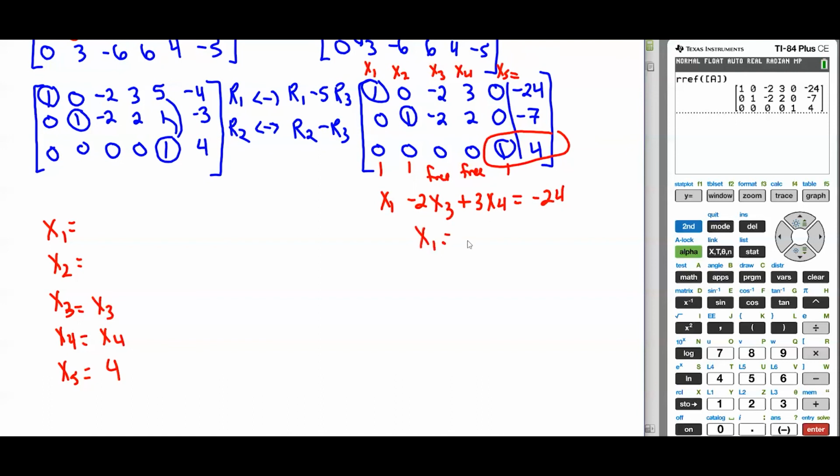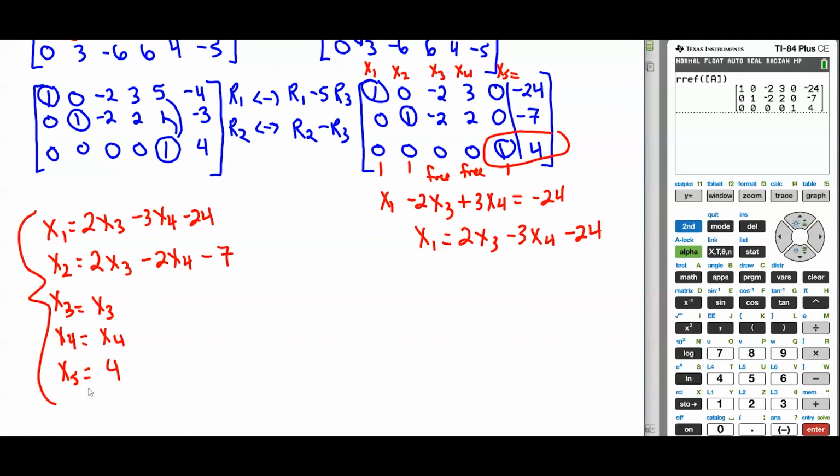So we would move the x3 and x4 to the right side. And that's what we're going to put here in our solution. We're going to do the same thing for x2, so I need to move these two coefficients to the right. So that's going to be positive 2x3 minus 2x4 minus 7. So this would be our solution to this system, if it's a system.